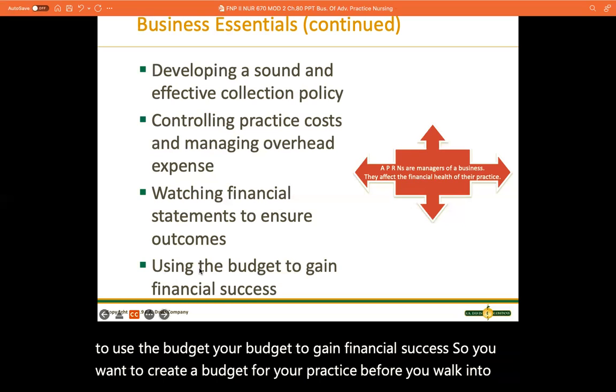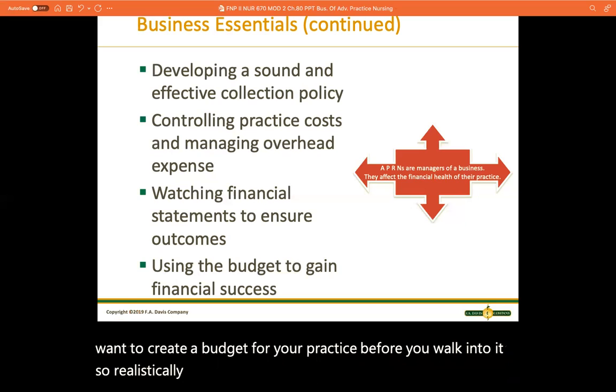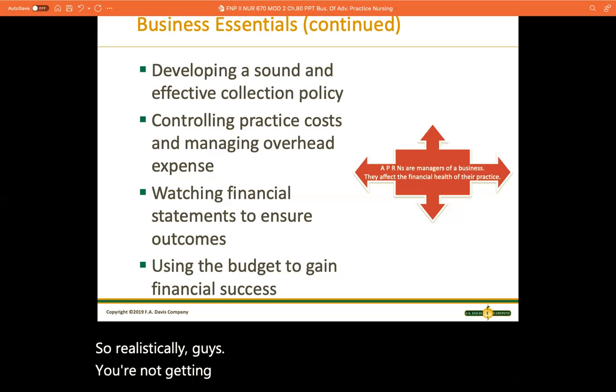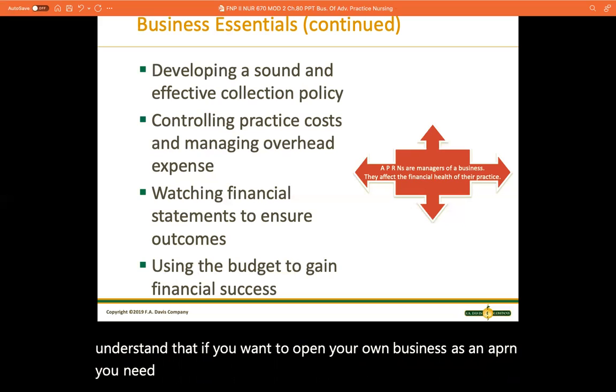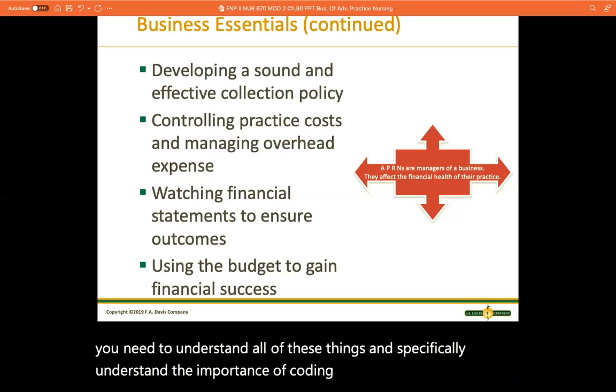So realistically, guys, you're not getting a business degree here, but you do have to understand that if you want to open your own business as an APRN, you need to understand all of these things and specifically understand the importance of coding and billing.